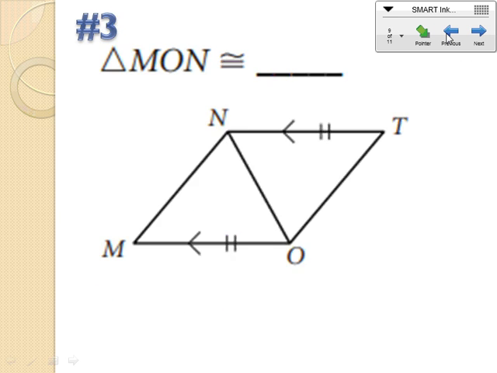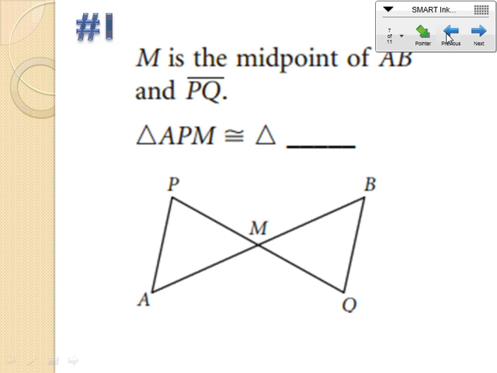So I'm going to go back to number 1. What triangle is it congruent to? Well, they say that M is the midpoint of AB. What we know about midpoints is that it cuts that segment AB into 2 equal parts, and M is also the midpoint of PQ. So we have 2 sides, and then the other thing we have to look at in the picture is we notice that we have vertical angles. When you have vertical angles, we can now say that these two triangles are congruent by side, angle, side.